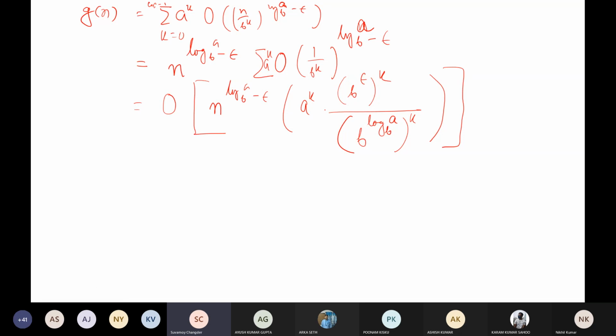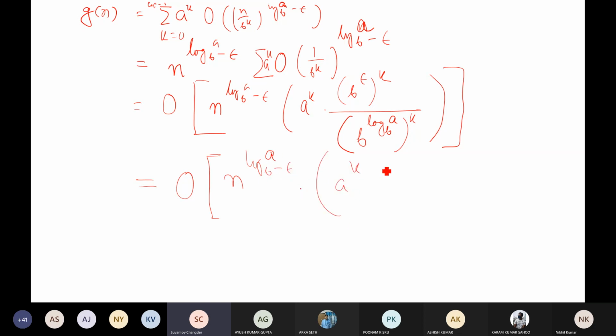Please check it thoroughly. If I make any mistake, let me rectify that. So this value was given f of, I wrote wrongly here, that log n, it should be log a base b. Here I made the mistake that I replaced it with n, but it should be log a base b. That is equals to big O of n to the power log a base b minus epsilon, that is fine.